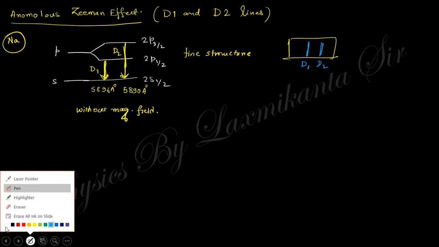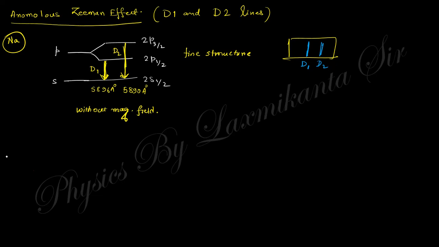For the D1 line, we want to talk about the D1 line first. The D1 line transition is happening from 2P 1/2 to 2S 1/2. Here you can see 2 is written here. So the multiplicity is 2S plus 1 equals 2, so S equals 1/2.